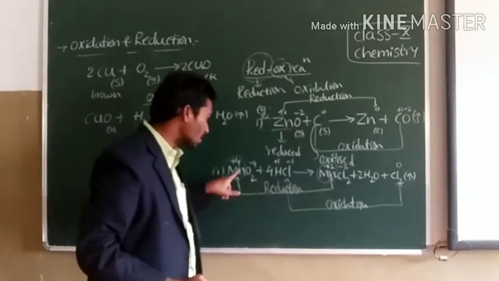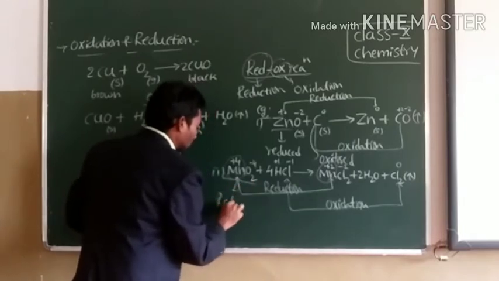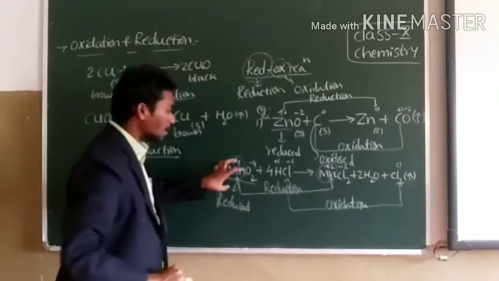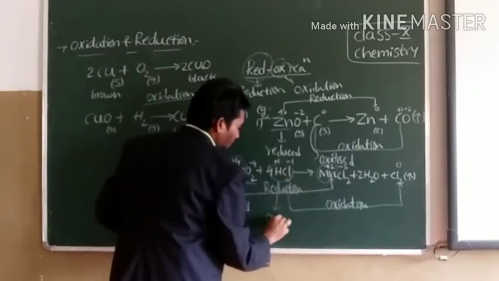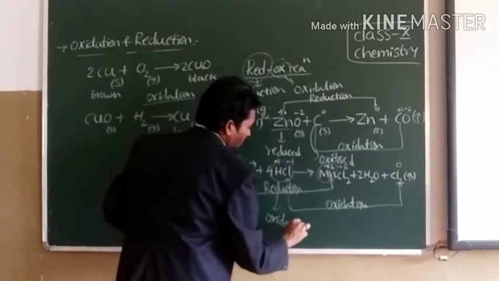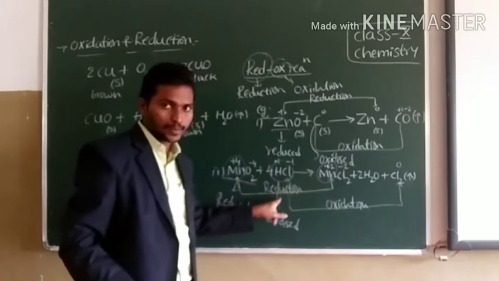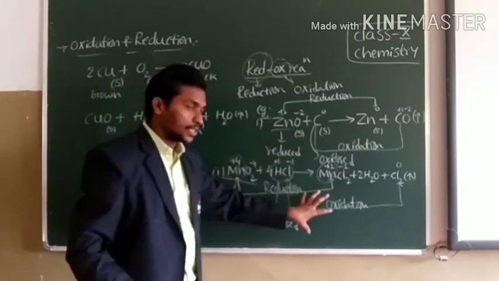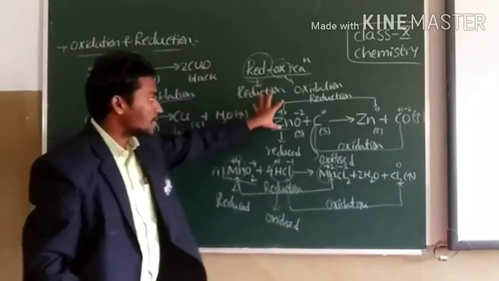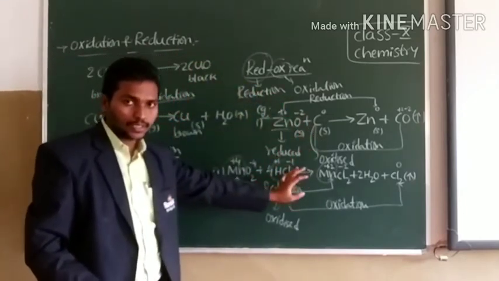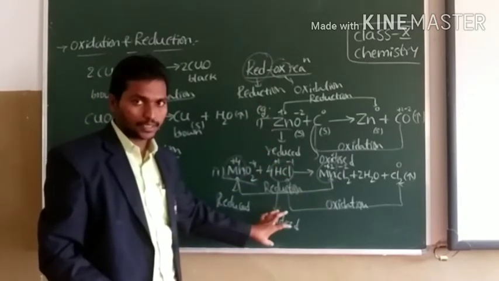So in this reaction, manganese dioxide is reduced and HCl is oxidized. So in this reaction both oxidation and reduction take place, so this is an example of a redox reaction. I hope you understand, children. Redox reaction means the reaction in which both oxidation and reduction take place. Such kind of reactions are called redox reactions.